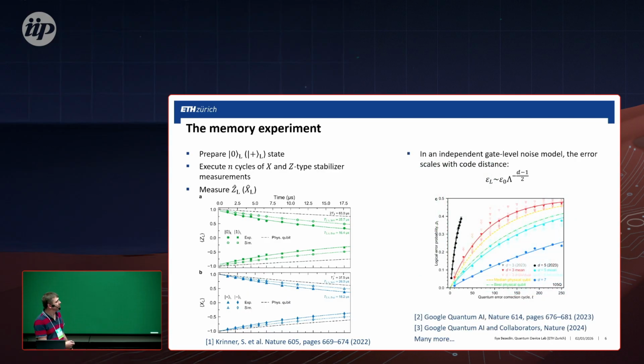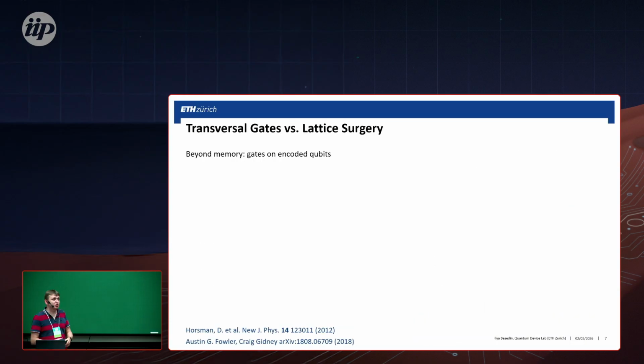The nice thing is that Google have shown recently that as they increase the size of the code, the lifetime gets better. So they are in the above threshold limit. We're still close to the threshold. And yeah, so error correction works, at least for them. But I don't want to talk about memory so much.